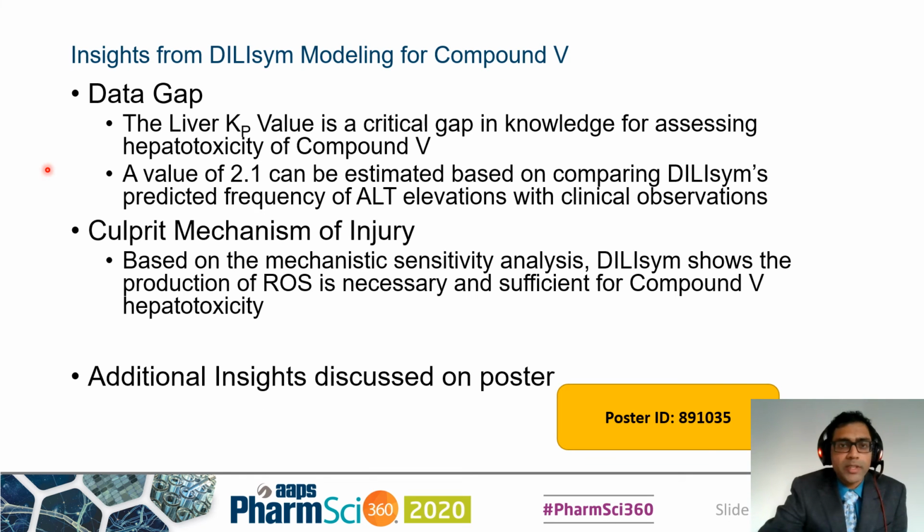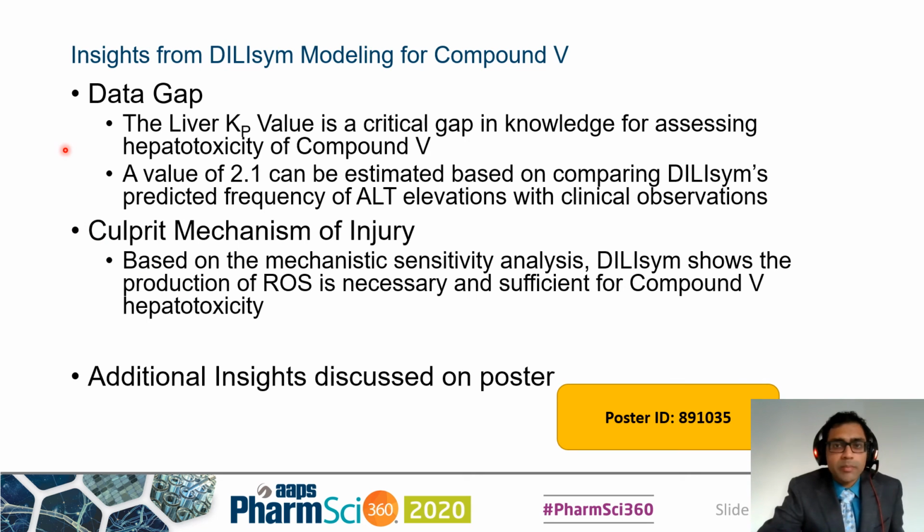Those are the two major insights I wanted to give during this short talk. Again, there's further information to be found on my poster, which you see here. What we were just discussing was how DILIsym was very helpful in identifying that for compound V, the major mechanism of its injury is that it produces reactive oxygen species, and that it is both necessary and sufficient. So moving forward, that gives some guidance: ways to potentially mitigate ROS might be helpful in getting this compound to be safer.